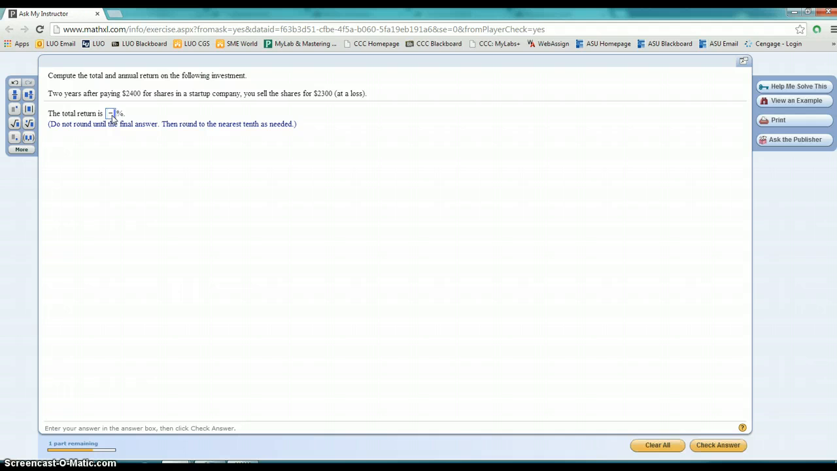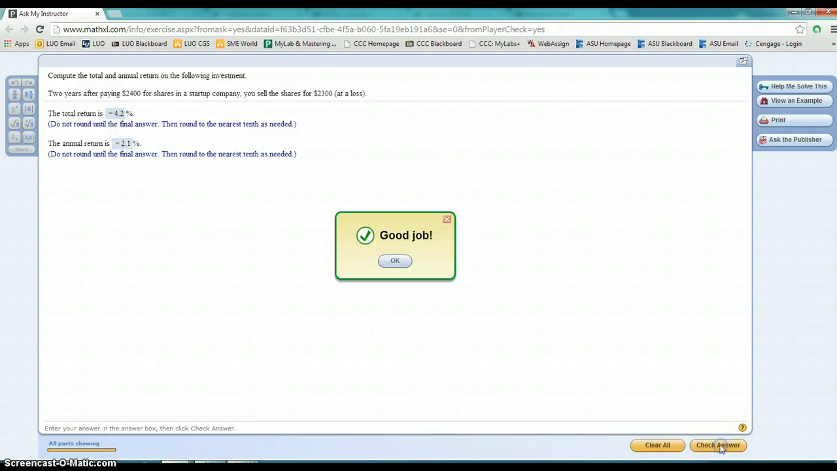So this is going to be a negative 4 point, and it says round to the nearest tenth. So I have negative 4.17. We'll type it in as negative 4.2. We'll check answer. It tells me well done. Click OK. It brings up the next part of the question, the annual return. And we got negative 2.11 when we did the calculations. We're going to round to the nearest tenth, so negative 2.1. We go ahead and click check answer, and we're done with the problem.